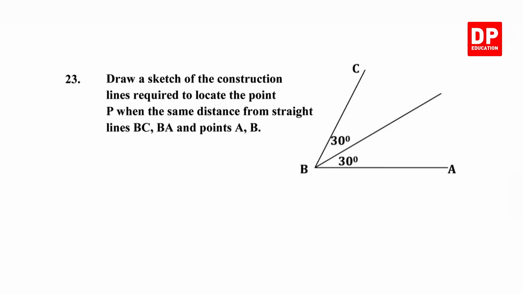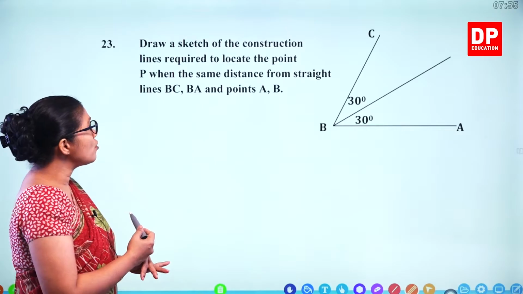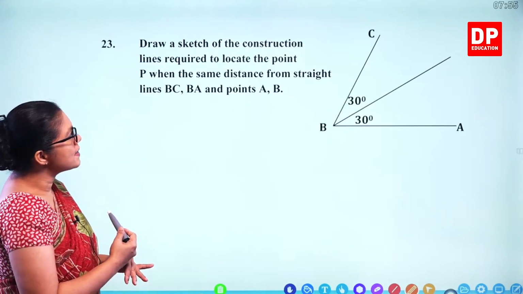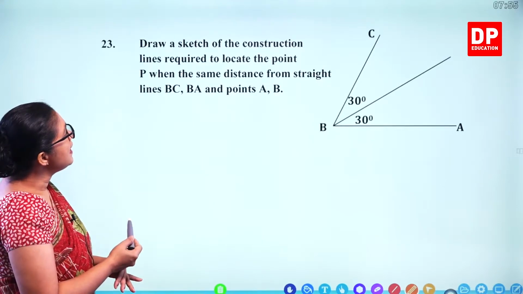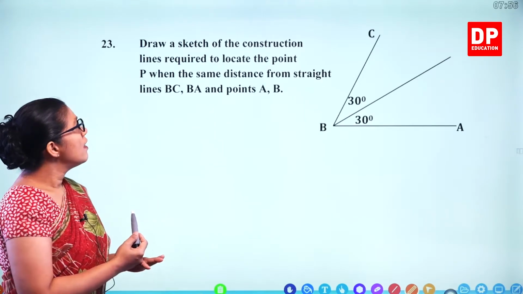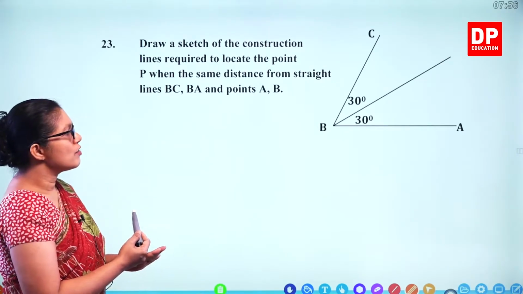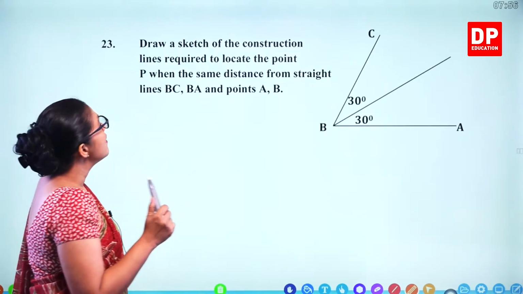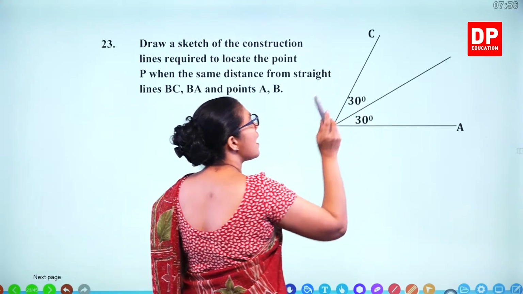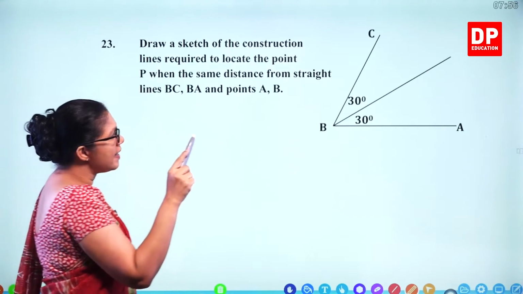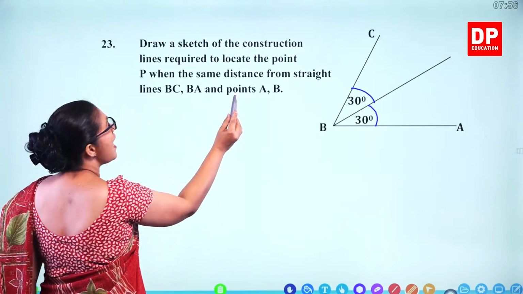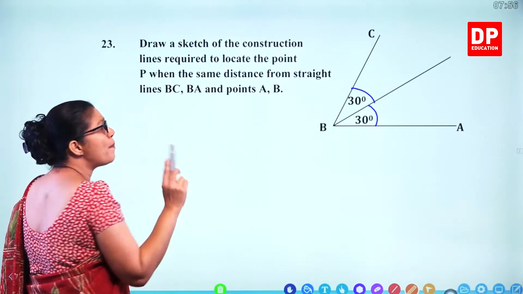Question number 23. Draw a sketch of the construction lines required to locate the point P which is the same distance from straight lines BC and BA and from points A and B. So this is sketching. You don't need a compass to do that. You have to just sketch the lines. Equidistant from two lines, that's the angle bisector. It's already given. And equidistant from the 2 points A and B.